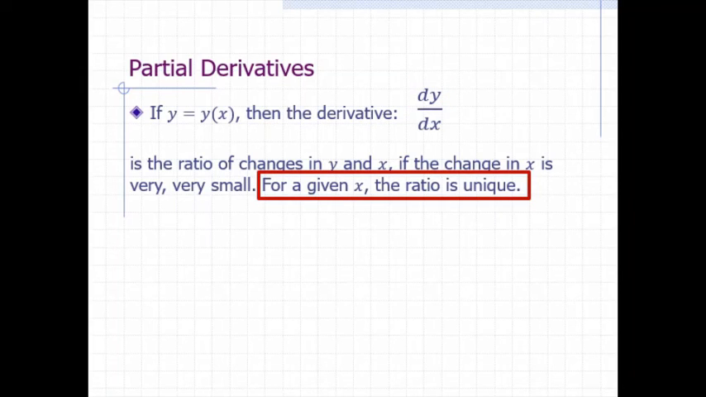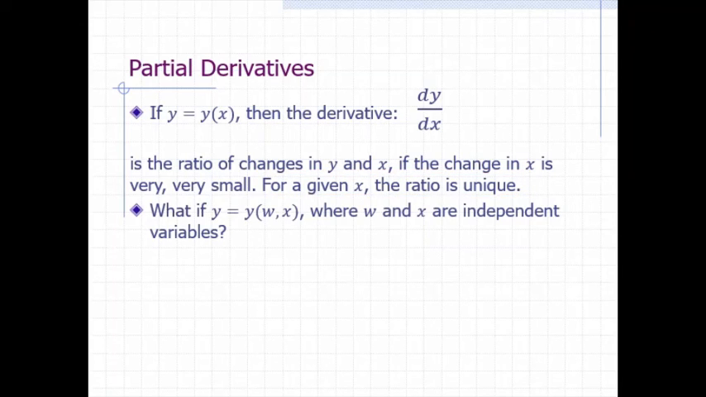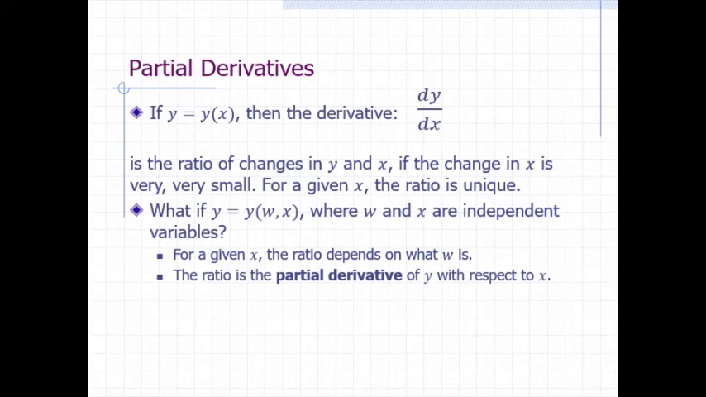In general, quantities can depend on more than one independent variable. For example, what if y is a function of w and x, where w and x are independent variables? How do very small changes in x affect y? Well, for a given x, the ratio of the changes is no longer unique. It will depend on what w is. So we give the ratio a different name.